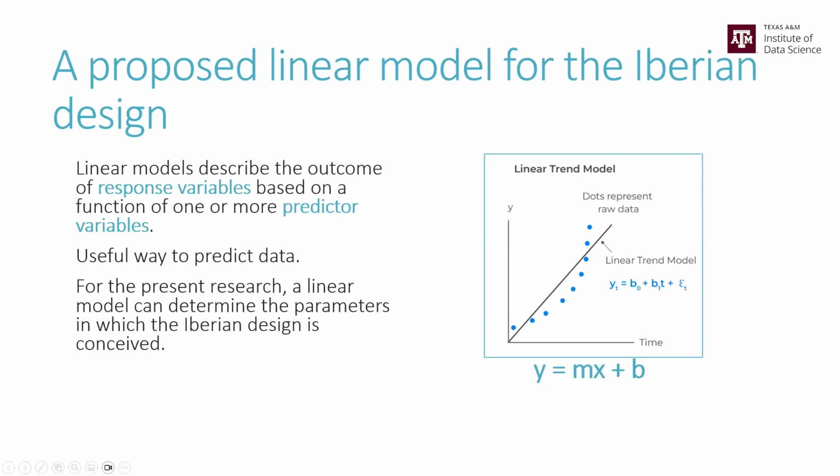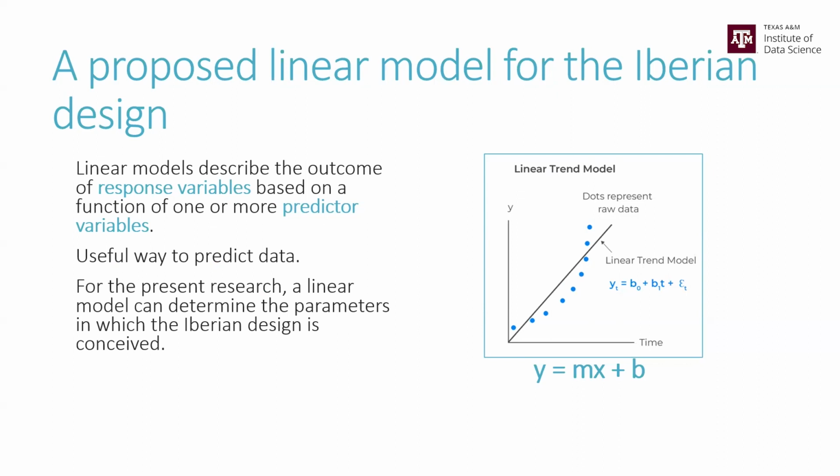The results displayed in the previous slides are also useful to determine a linear model of the variant design. In statistics, linear models are formulas that describe the outcome of a response variable based on a function of one or more predictor variables. Therefore, it's a useful way to predict data. For example, in Francis Galton's 1886 experiment, he used this concept to predict the height of a person based on several factors like their parents' height. Another example to illustrate the use of linear models is to predict the amount of gas employed for heating during the winter based on the outside temperature.